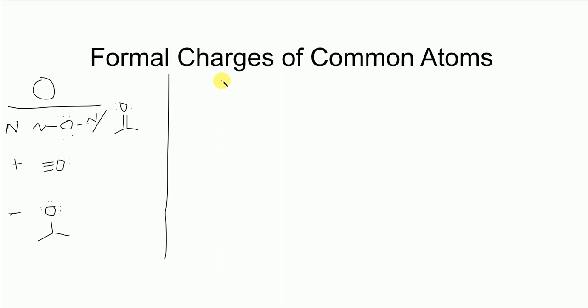All right, now let's look at nitrogen. What's nitrogen's valence number? It's 5. So for nitrogen, nitrogen likes to have 3 bonds and 1 lone pair. So this is 5 minus 1, 2, 3, 4, 5. So that's neutral. This is how nitrogen likes to be.